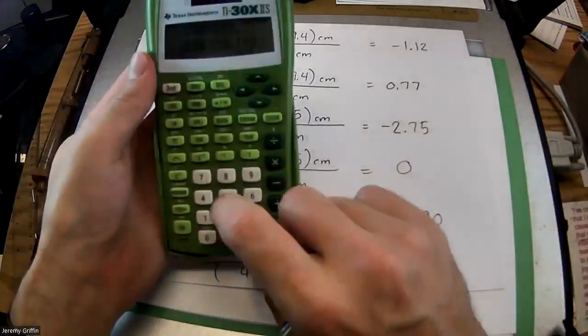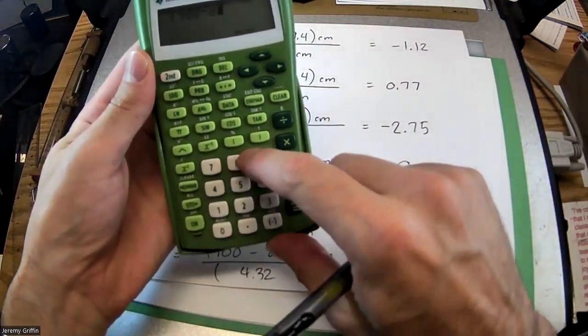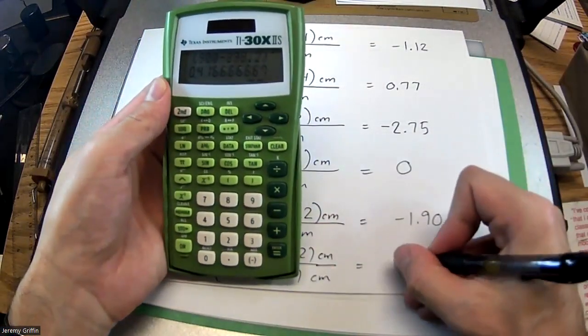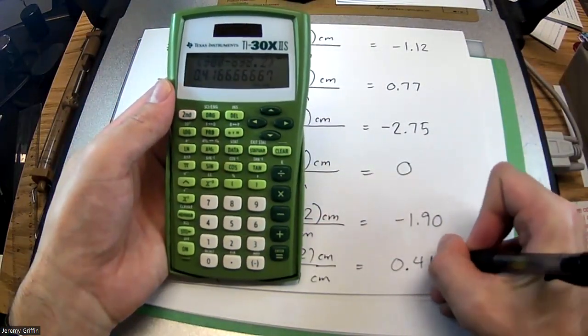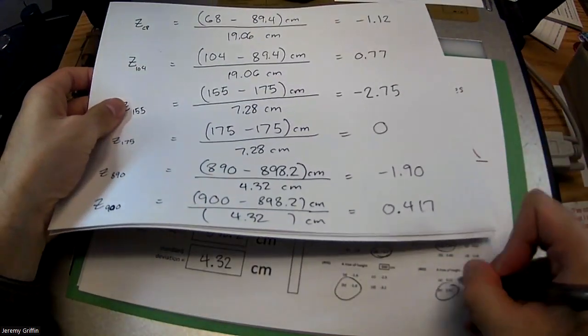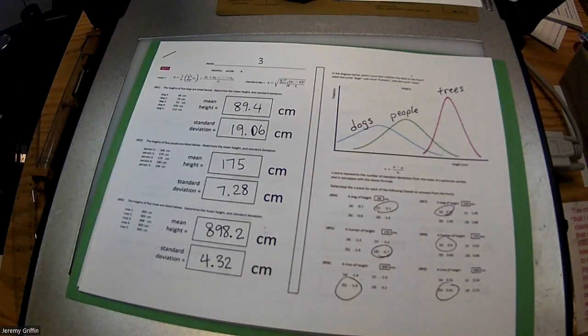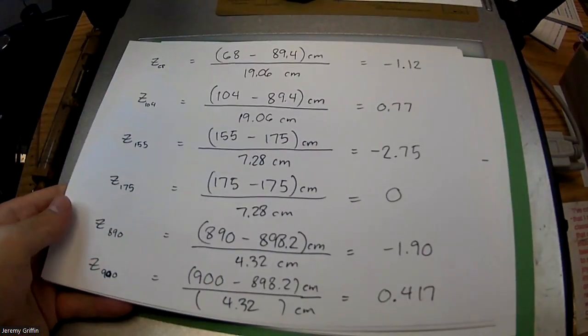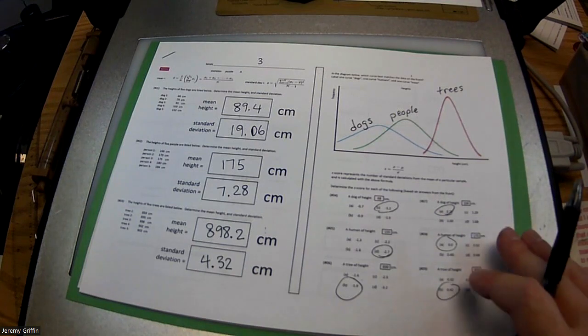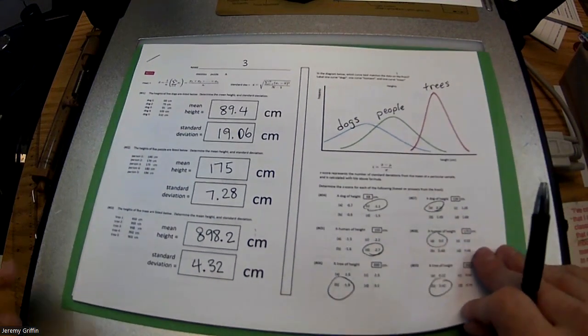All right, let's see what this is. Bam. All right. So I'm set. There you go. There's z-scores. All right. You guys doing good on your z-scores? Everybody good? All right. Questions so far? Questions? All right.